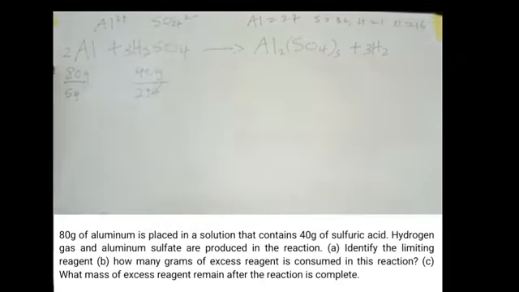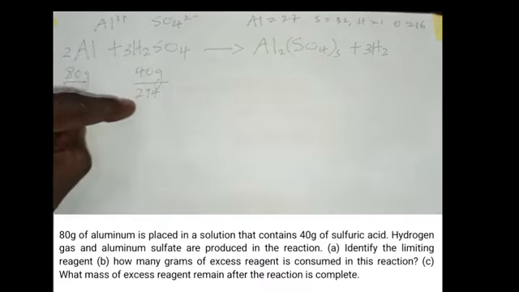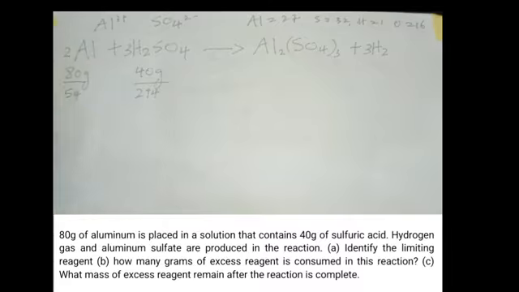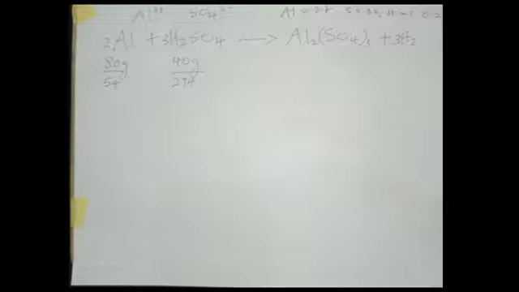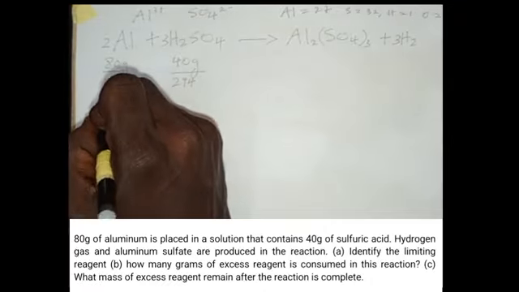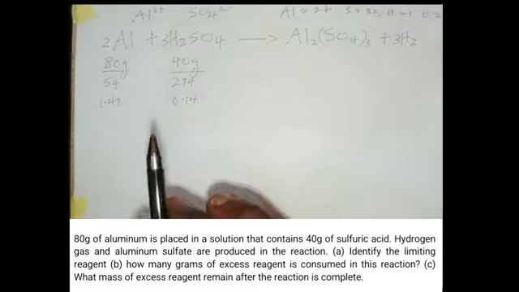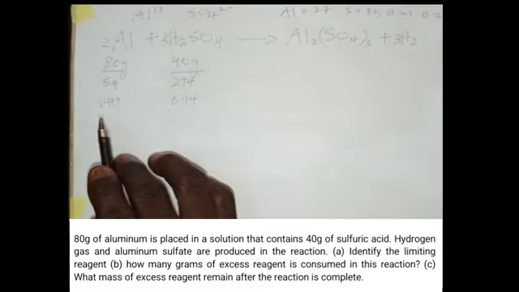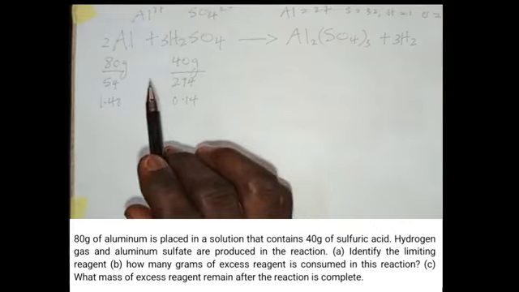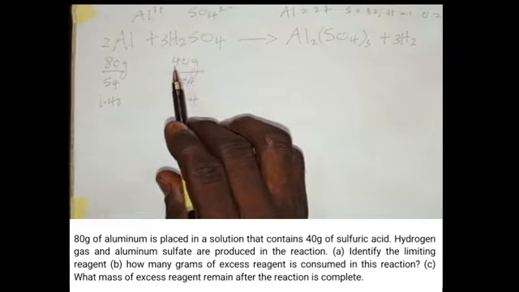So after dividing, I'm going to compare the answers I obtain. The one that gives me the smaller answer is my limiting reagent. What am I trying to say? If I divide 80 by 54, I'll get an answer, and I'll divide 40 by 294, I'll get another answer. Which of them gives me a smaller answer? That is going to be my limiting reagent. You can see clearly that we have 1.48 here and we have 0.14 here. Compare these two answers, you can see clearly that 0.14 is smaller than 1.48, and that tells you that the limiting reagent in this reaction is sulfuric acid.